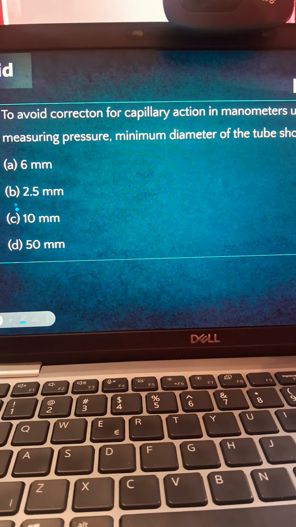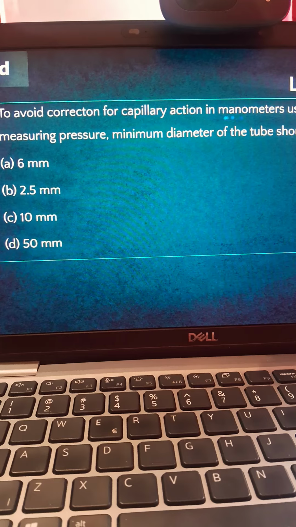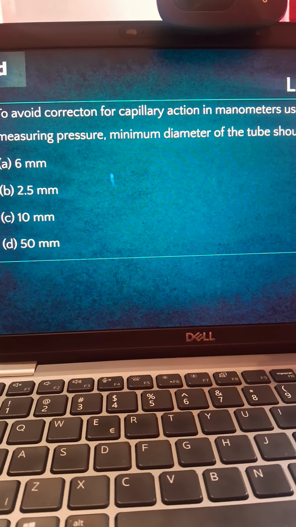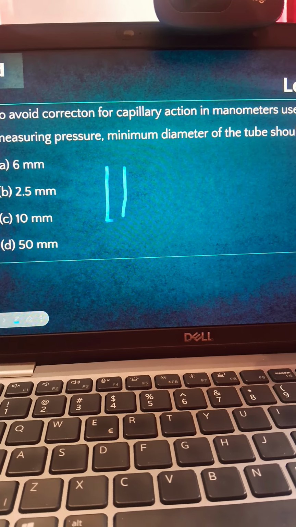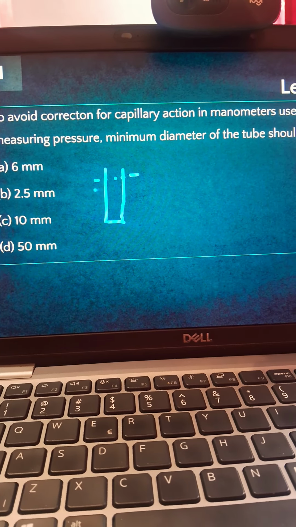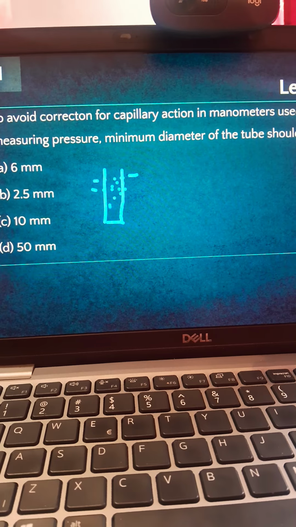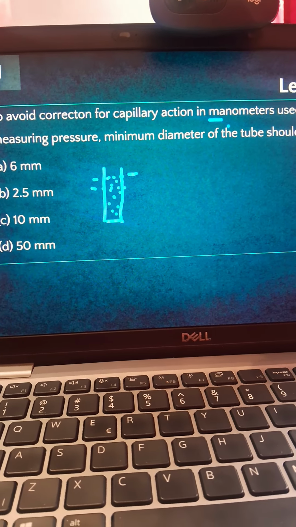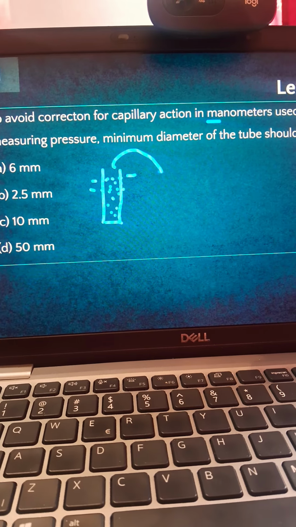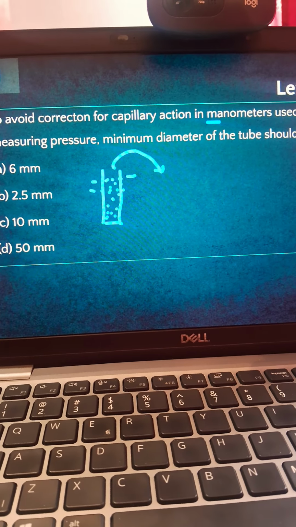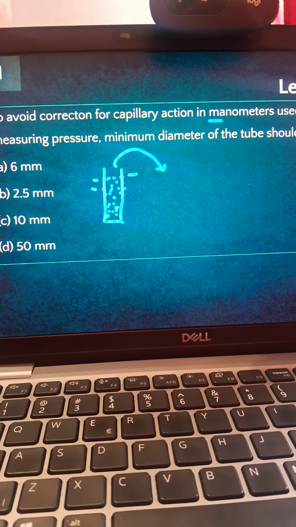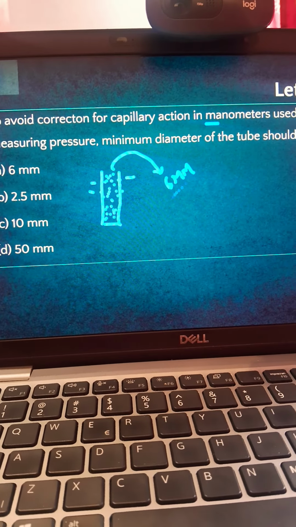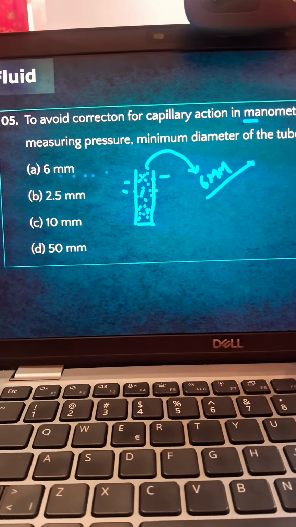Next question. To avoid the correction for capillary rise in manometric tubes for measuring the pressure, the minimum diameter of the tube is. When the water rises by a considerable distance through the voids of the soil or through the tube, that is called capillary. In order to measure the pressure through the manometer, what is the minimum diameter so that this liquid will not rise by itself? Minimum diameter you should use is 6 mm. So from 6 mm above you can use the tubes, right? So 6 mm is the answer.